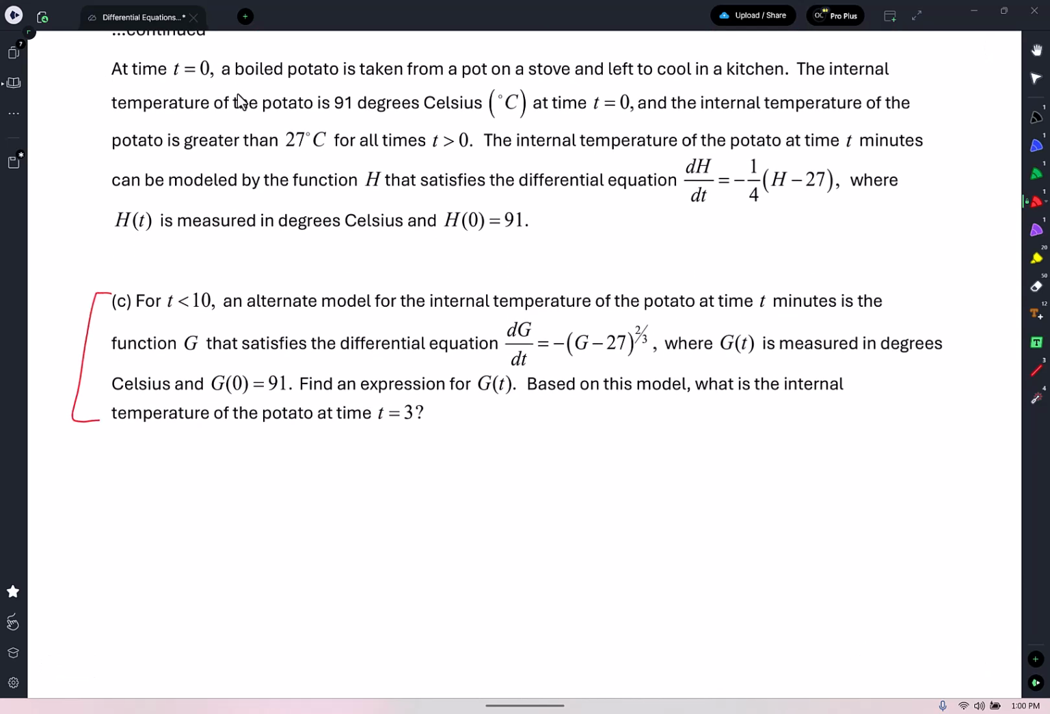Letter C. For t less than 10, an alternate model for the internal temperature of the potato at time t minutes is a function g that satisfies the differential equation. So here's my differential equation, where g of t is measured in degrees Celsius and g of 0 is 91. So I still have the (0, 91) initial point. Find an expression for g of t based on this model. What is the internal temperature of the potato at t equals 3?